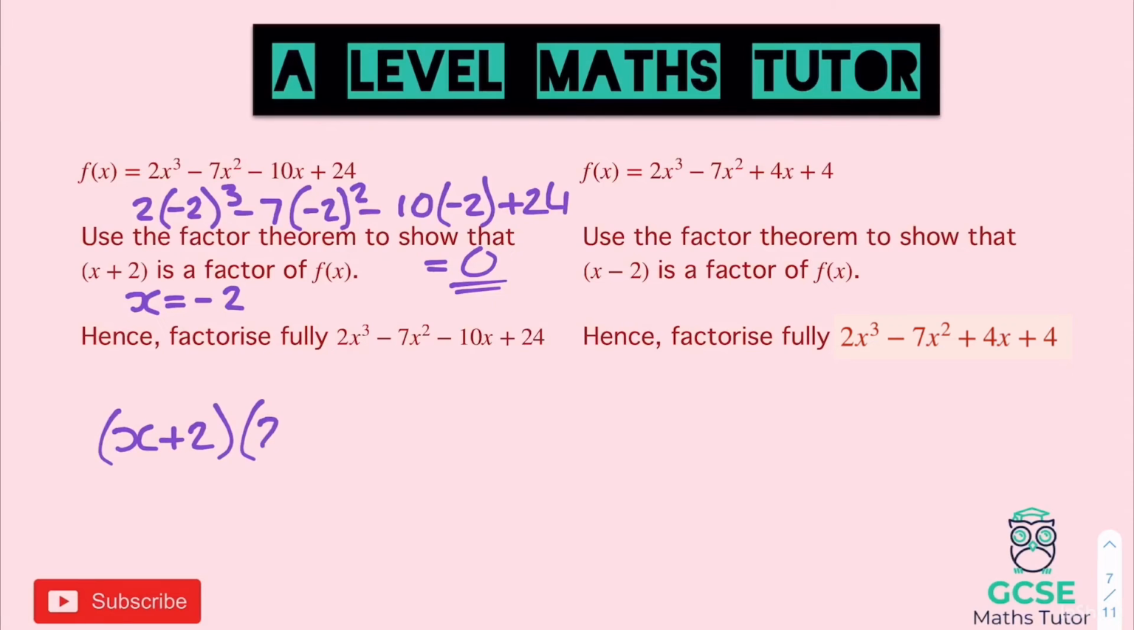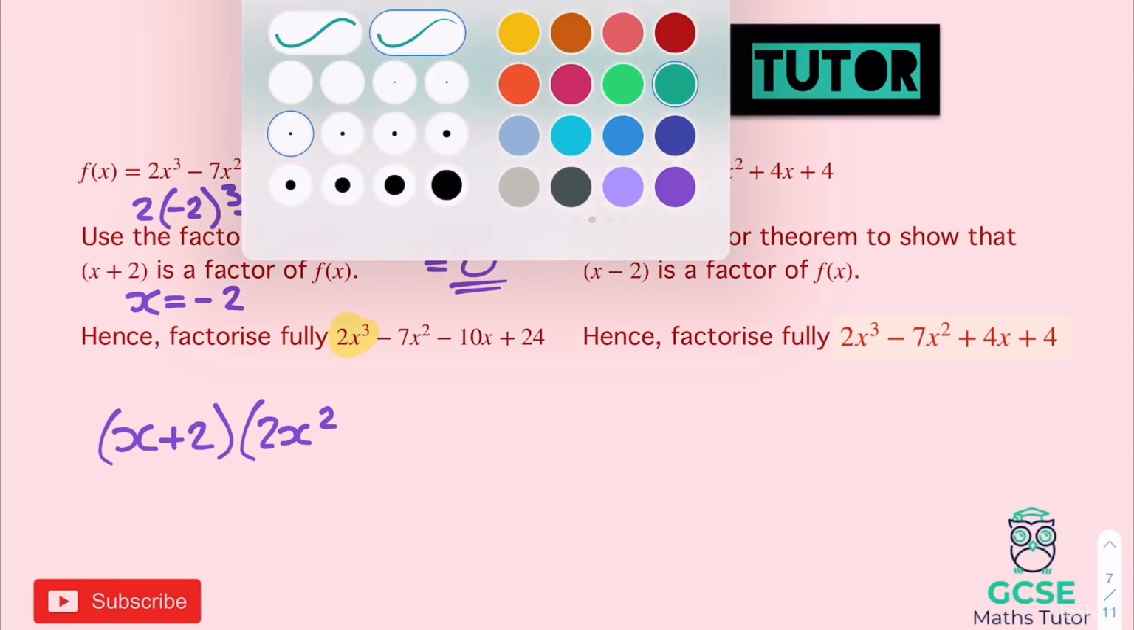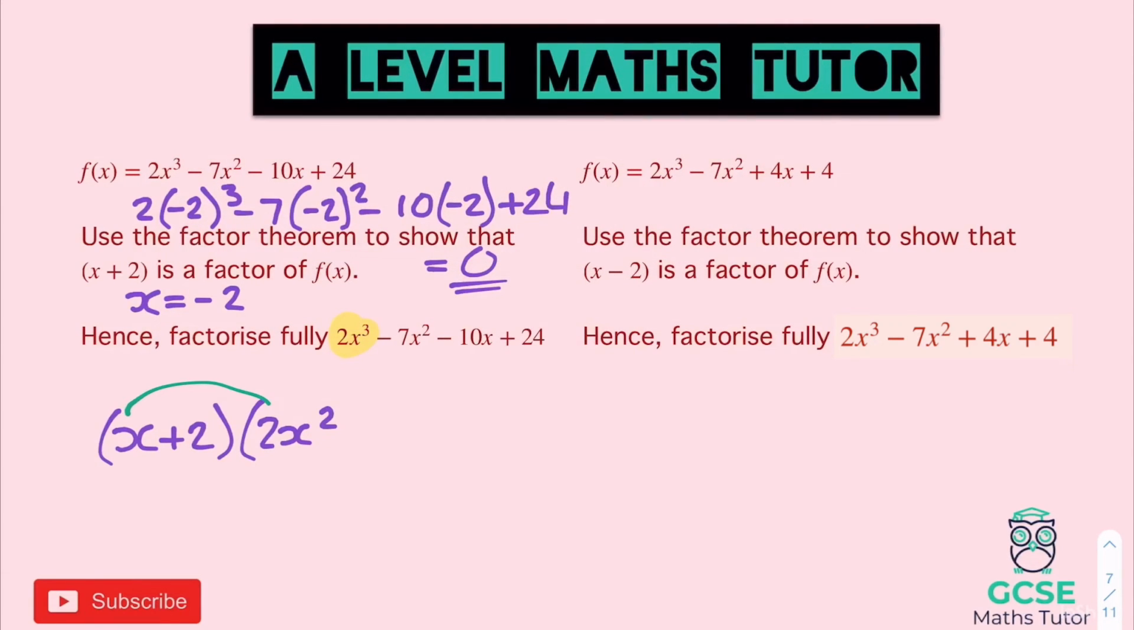So we know that we need to have 2x squared as the first bit there. Obviously we're trying to get to 2x cubed, so that's fine. That's definitely going to give us our 2x cubed there. So let's write that down, 2x cubed. And let's find our next piece. So we've got plus 2 times that as well. So that gives us plus 4x squared.